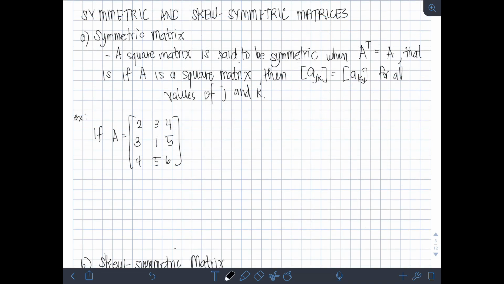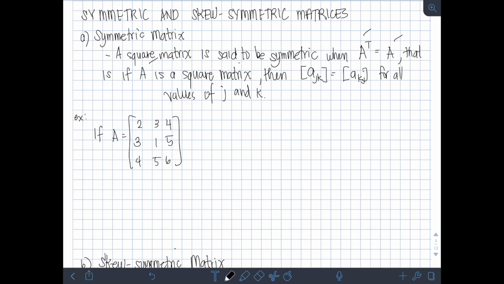Next, we have the symmetric and skew symmetric matrices. So, for symmetric matrix, a square matrix is said to be symmetric when A transpose is equal to A. That is, if A is a square matrix, then a sub jk is equal to a sub kj for all values of j and k. So, pag sinabi nating symmetric matrix, so dapat square matrix siya kung saan yung original element ng matrix A ay magiging equal doon sa transpose niya. So, A is equal to A transpose.